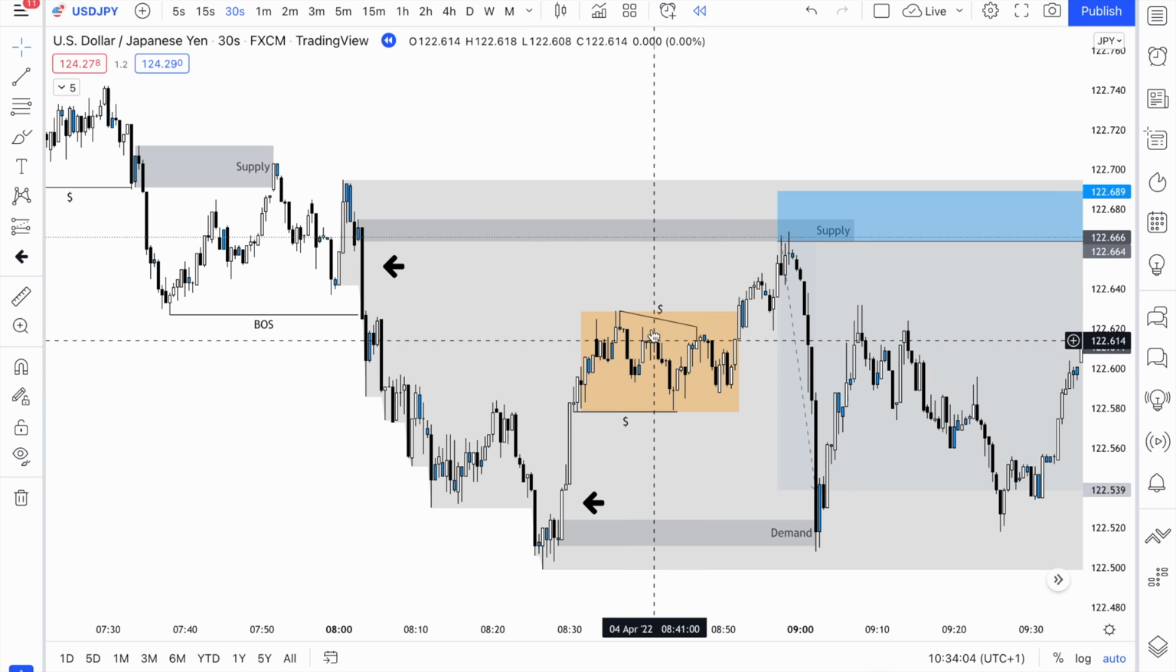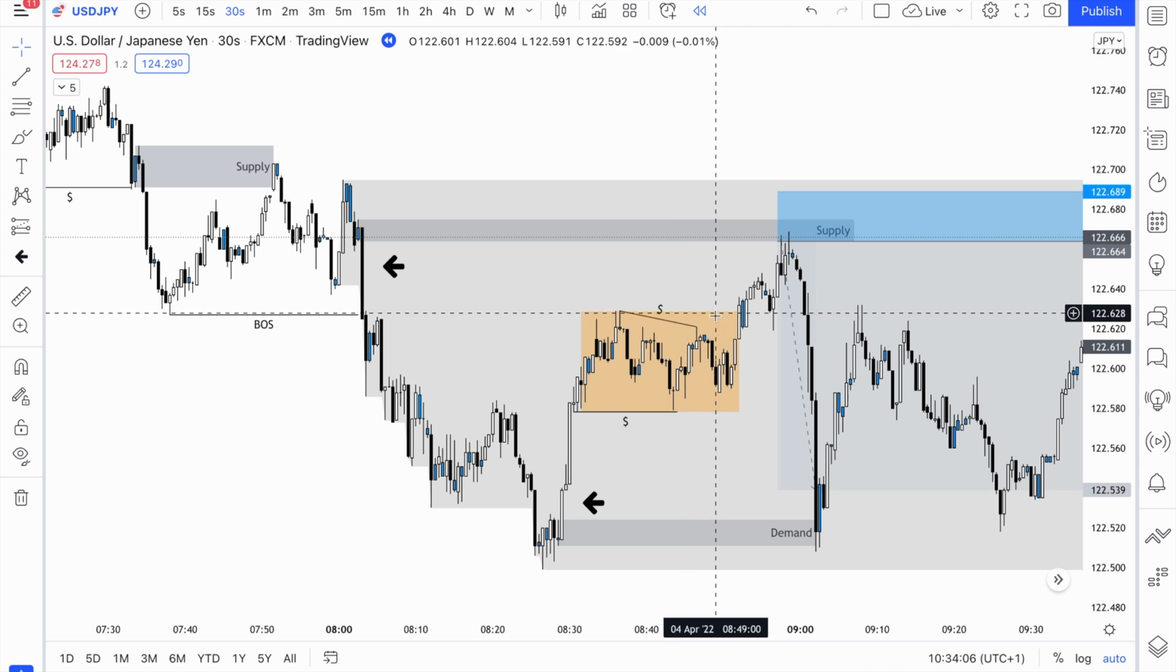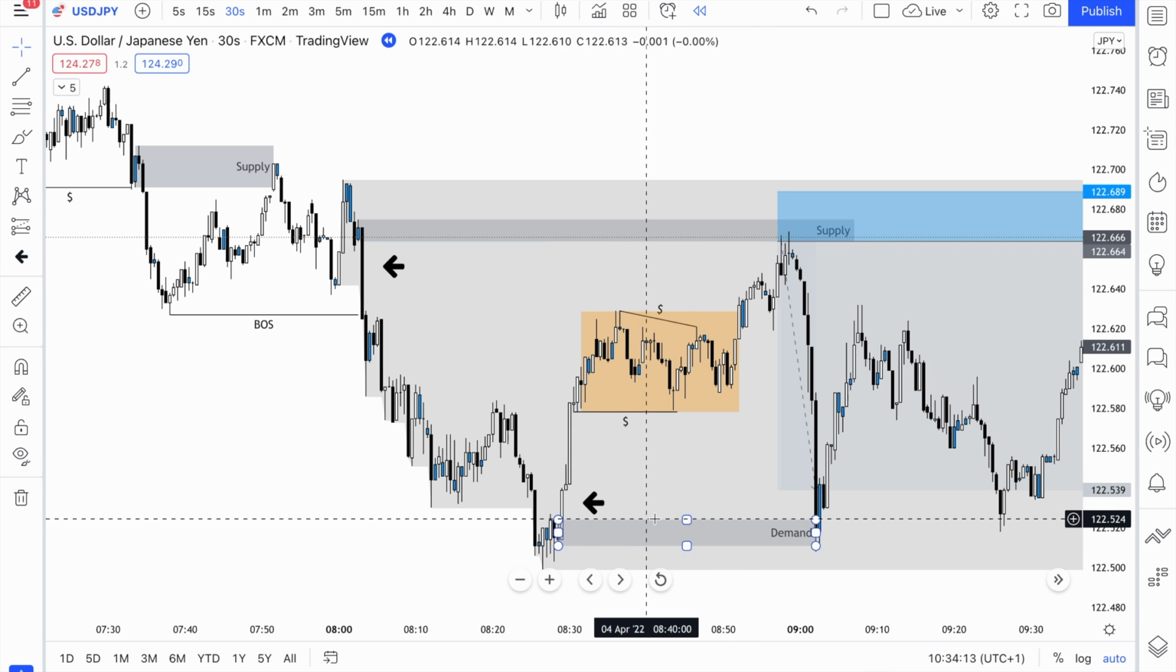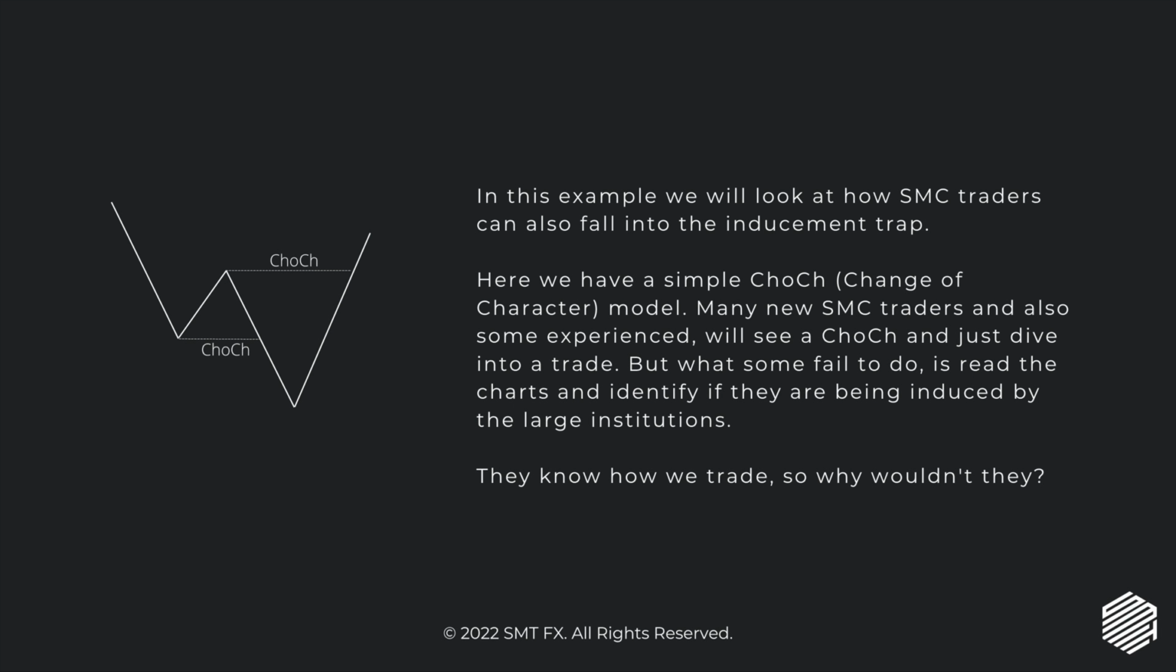Now we swept liquidity to the top of the range here. We've then tapped into our supply zone, and the target was this newly formed demand zone. So in this example we will look at how SMC traders can also fall into the inducement trap.